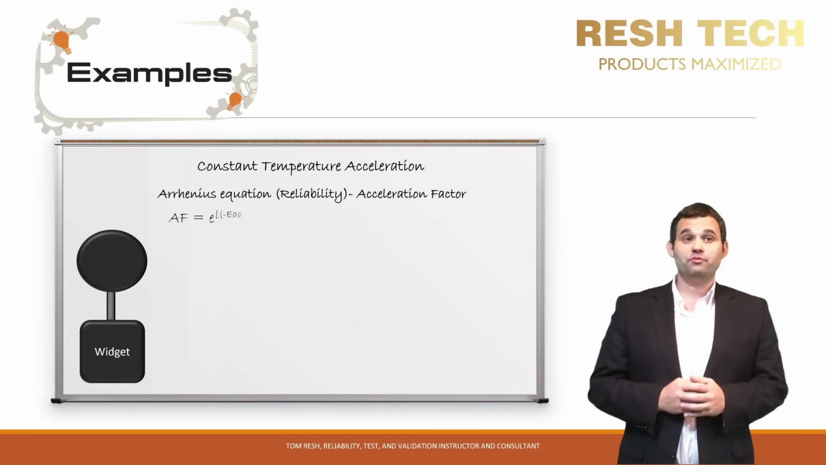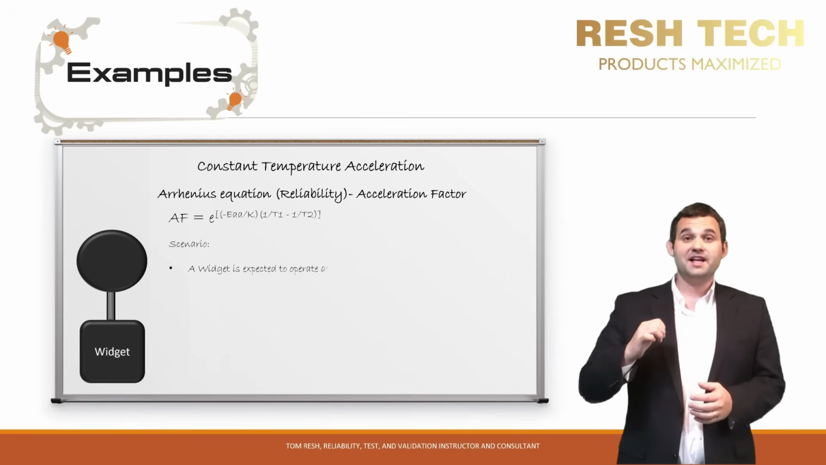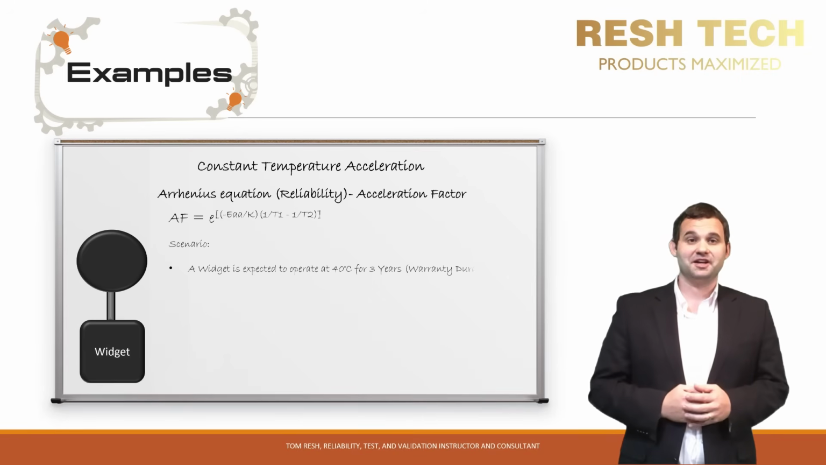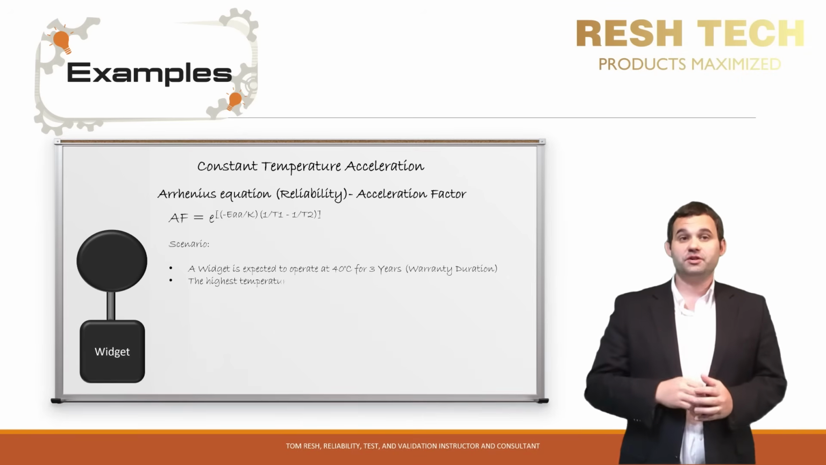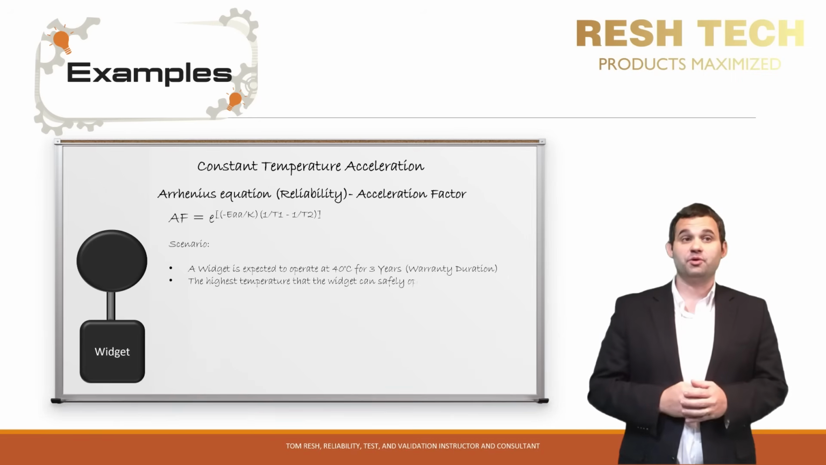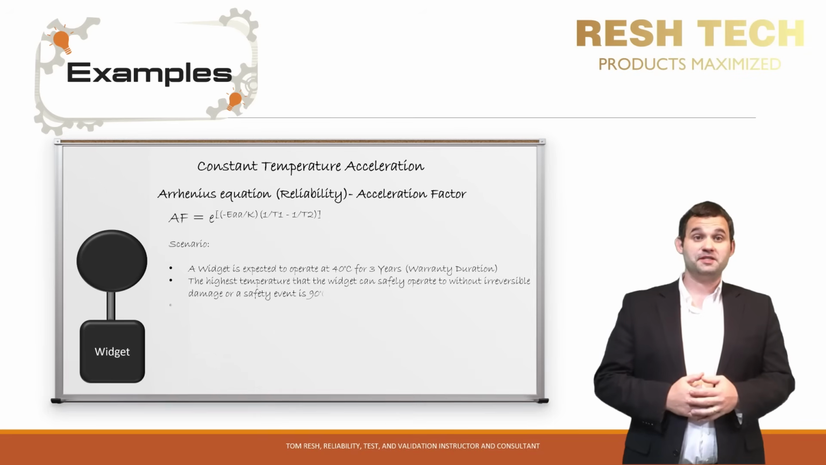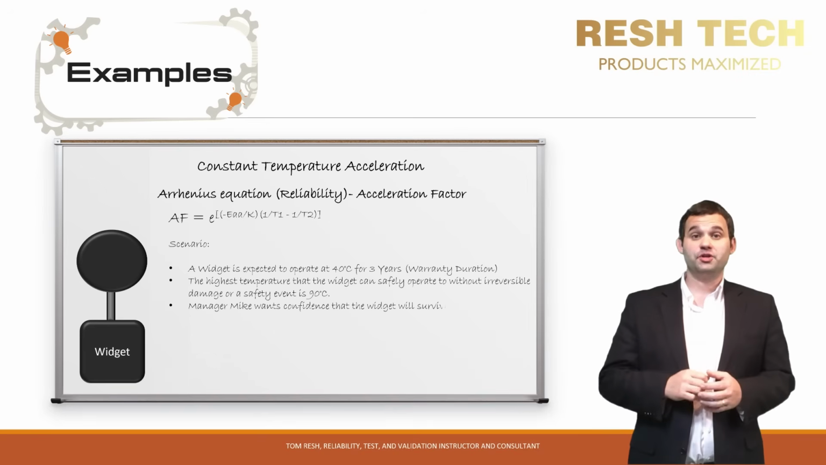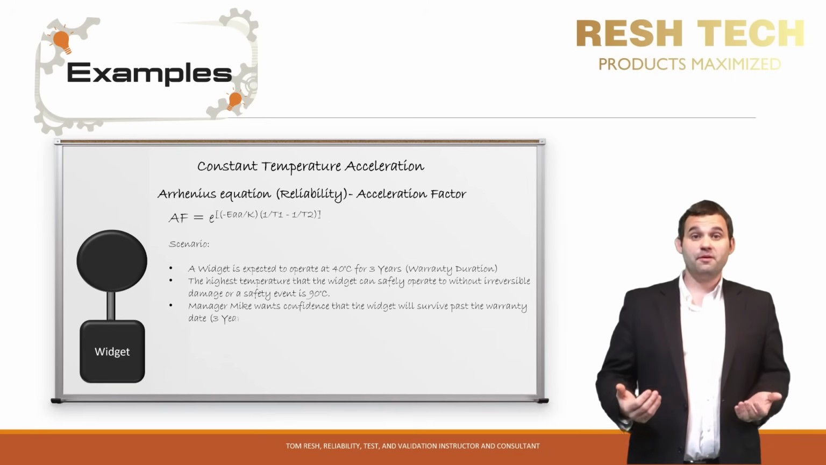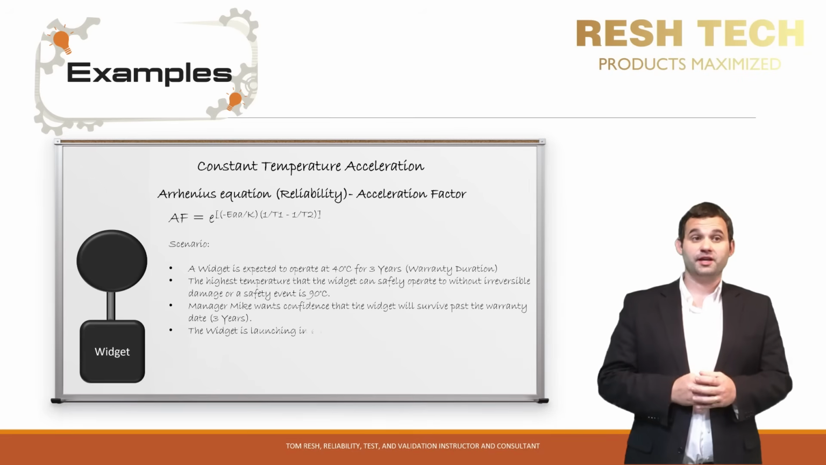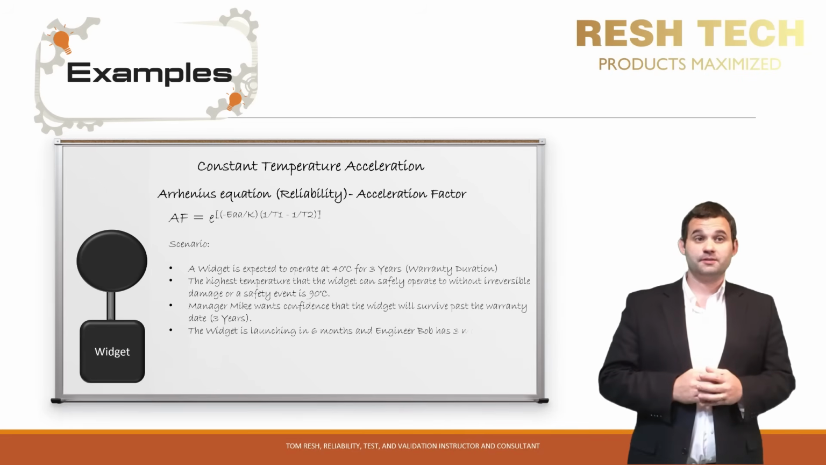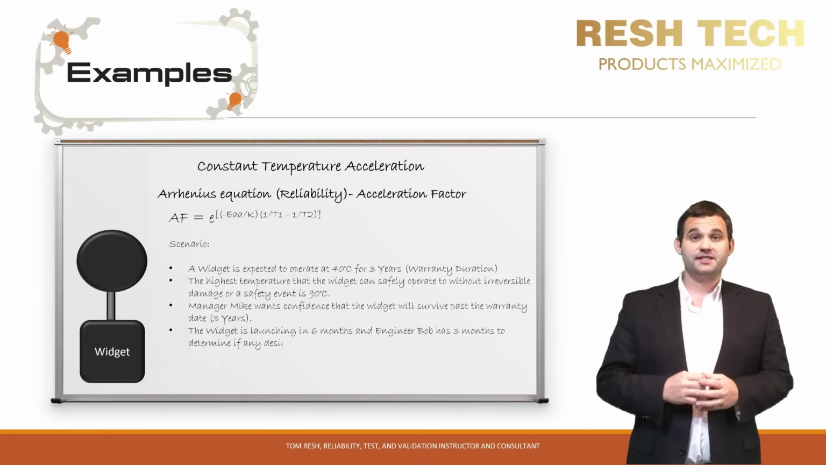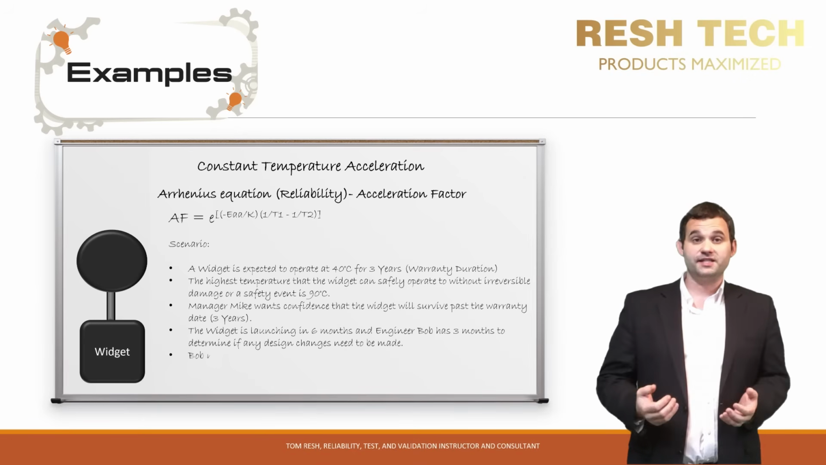All right, let's go ahead and run through a scenario. Pictured is a well-illustrated widget that needs to be tested. Pretty high-tech looking, huh? Yeah, probably not. Okay, so this is the widget, and it is expected to operate at 40 degrees C for 3 years. The 3 years target also happens to be our warranty period. Imagine that. The highest temperature that the widget can safely operate without being destroyed or damaged permanently is 90 degrees Celsius. Manager Mike wants confidence that the widget will survive past the warranty date of 3 years.